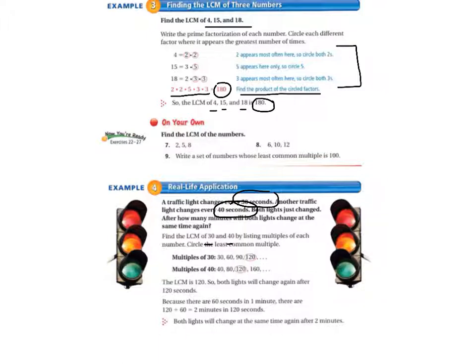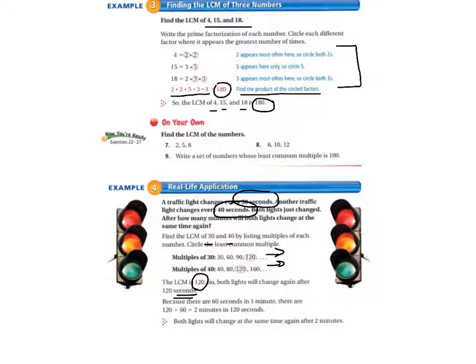So we're back to listing multiples, and multiples of 30 are 30, 60, 90, 120, and to infinity and beyond. Multiples of 40 are 40, 80, 120, 160, to infinity and beyond. So now that we have our 120, we know we can stop. We know that's the least common multiple. So the least common multiple is 120. So both lights will change again after 120 seconds.